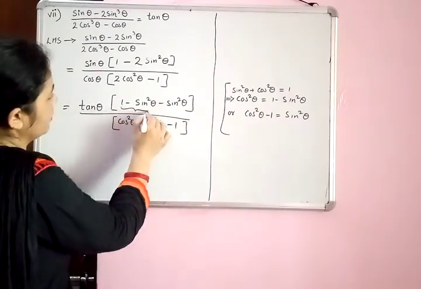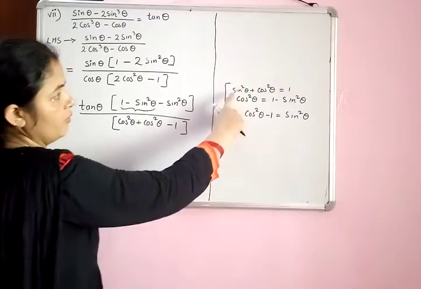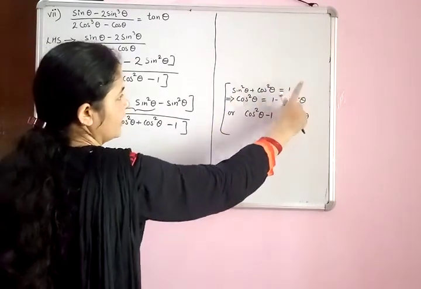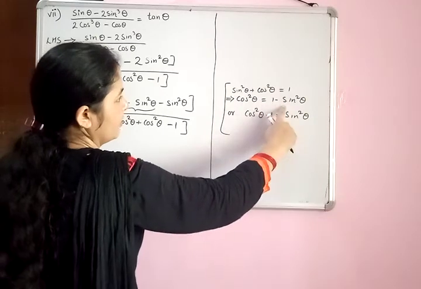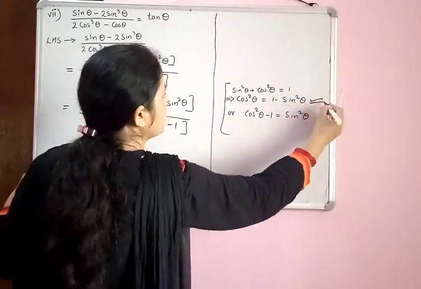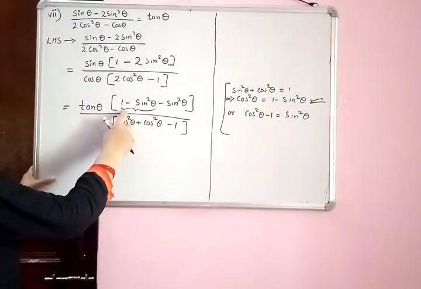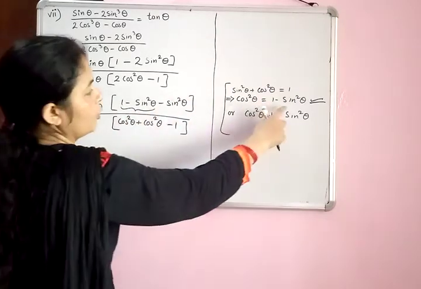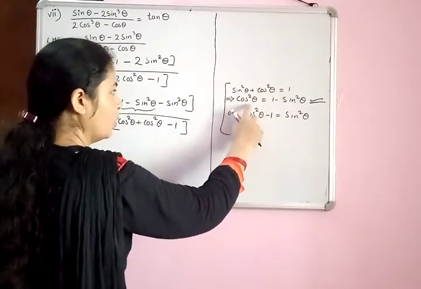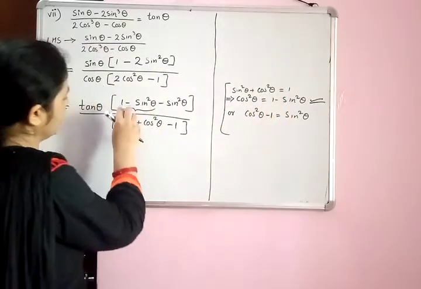Look, how can we use it? Here I can replace 1 minus sin square theta. If we shift sin square theta towards the right hand side, then we have cos square theta is equal to 1 minus sin square theta. So I am going to use this identity. In place of 1 minus sin square theta, I am going to put cos square theta. This is the first one which I am going to use here.